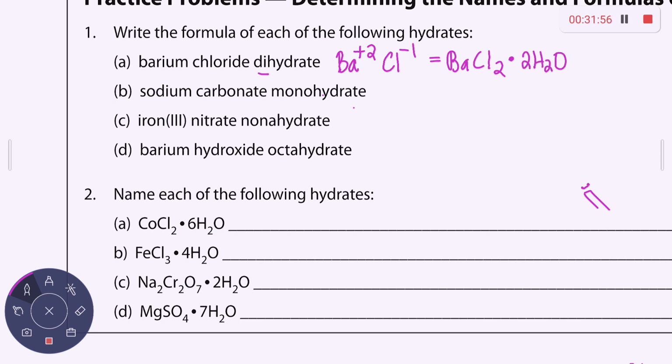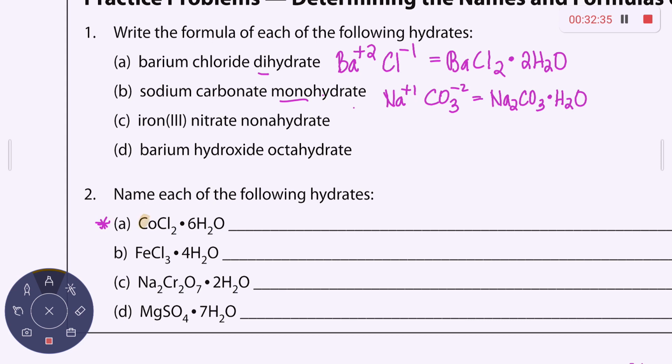and then you would put 2 H2O after it. Okay. For sodium carbonate monohydrate, sodium is Na+1. Carbonate has oxygen attached to the carbon because it's ending in ate, so it's CO3-2. You would need 2 of those sodium ions to make it a neutral compound, so Na2CO3 is your formula. Monohydrate means you're going to have 1 water attached, and you don't have to put the number 1 in front of the water.